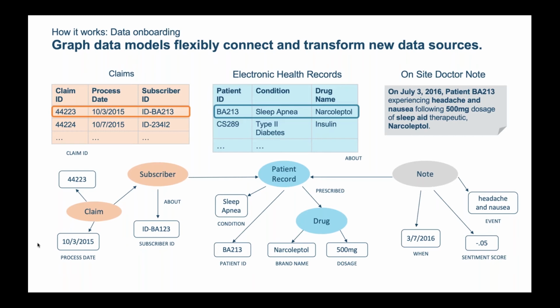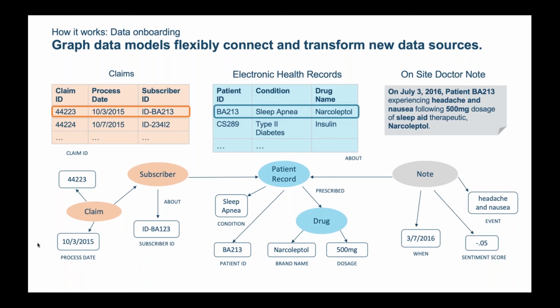So we do that first with our claims database, and then we do it again with our data source containing electronic health records. And once again, we convert rows and columns of data into concepts. But we see something new, that the object patient record from our electronic health records data source is actually the same as our subscriber in our claims database. So we're going to recognize that those are both people with unique identifiers by connecting them together.